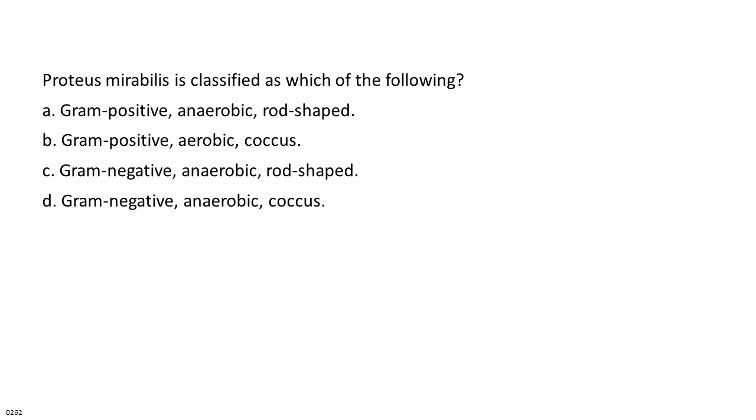Proteus mirabilis is classified as which of the following? A. Gram-positive, anaerobic, rod-shaped. B. Gram-positive, aerobic, coccus. C. Gram-negative, anaerobic, rod-shaped. D. Gram-negative, anaerobic, coccus.